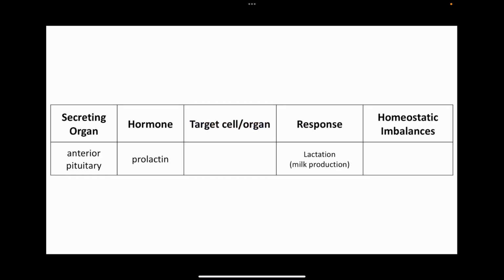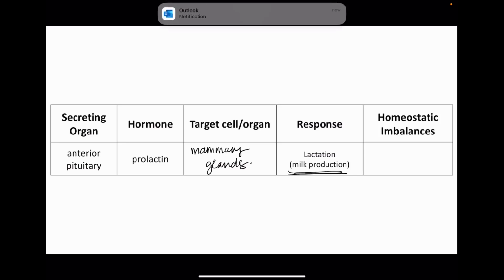Okay, the next hormone's pretty easy, and I don't do the flow chart for this one. You should be able to figure it out yourself. But the anterior pituitary produces prolactin. That prolactin is going to target what if it's for milk production? Mammary glands. And then you should be able to use that information to fill in your flow chart. And then remember, it's for milk production.